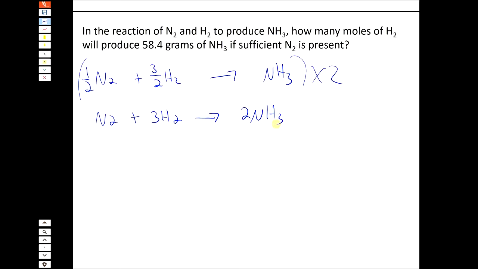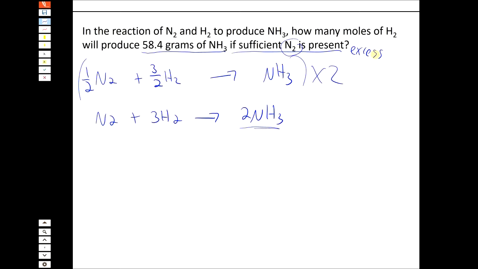Again, we start with a balanced equation. We have to figure out if we need to worry about the limiting reactant, but in this problem we don't, because we're figuring out how much reactant we need to produce this much product. We're giving you an amount of product and asking you to calculate one of the reactants. Furthermore, it says if sufficient N2 is present, meaning it's either the exact right amount or in excess, so we don't have to worry about the amount of N2.